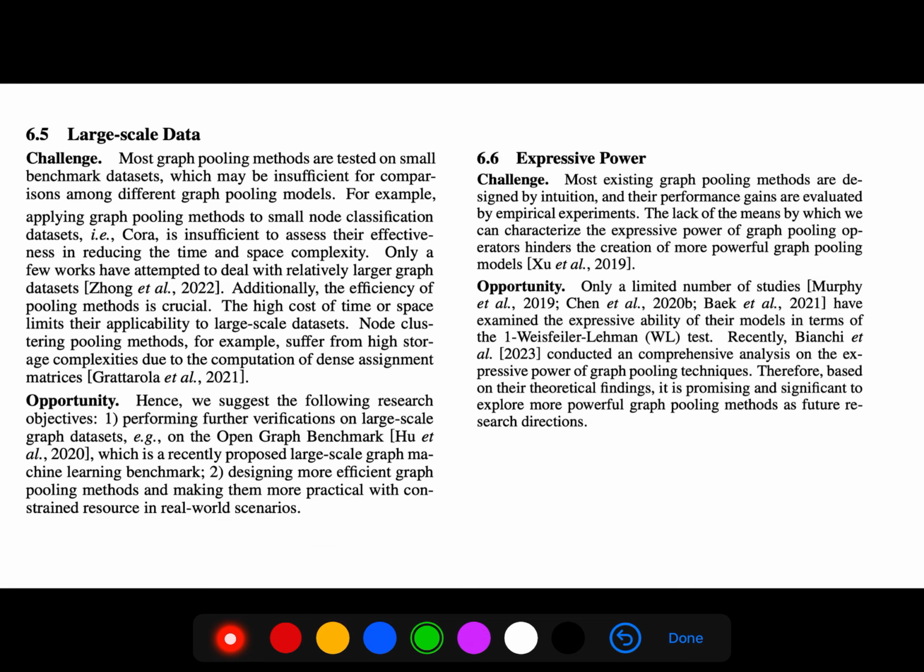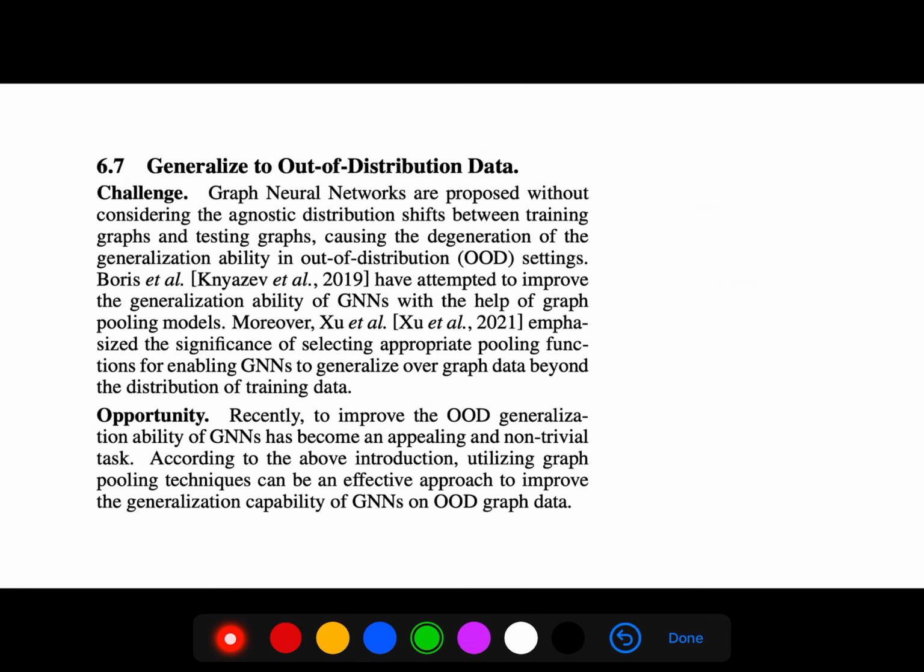And then the large-scale data challenge and its opportunities. Also expressive power, challenge and opportunities, and also generalization to out-of-distribution data.